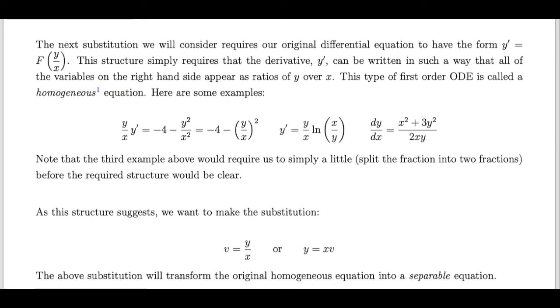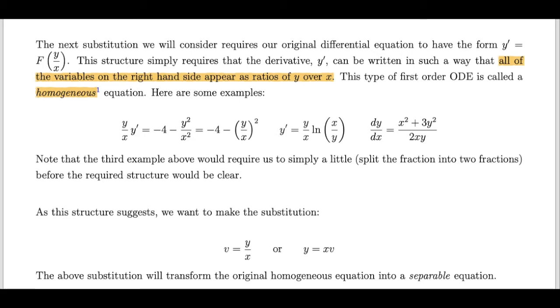This technique requires that our differential equation have a very specific structure. As stated here, it says that our differential equation must have the form y prime equals capital F of y over x. This notation is not meant to indicate that the right-hand side is any specific function. It's simply meant to indicate that the derivative can be written in such a way that the right-hand side is an expression where every variable that appears on the right-hand side appears in this specific ratio. So every variable that appears on the right-hand side will appear as a ratio of y over x.